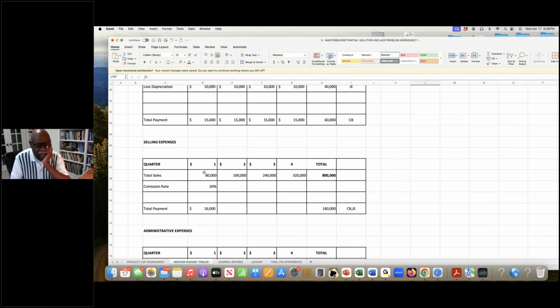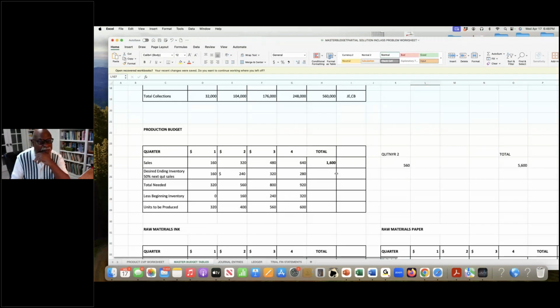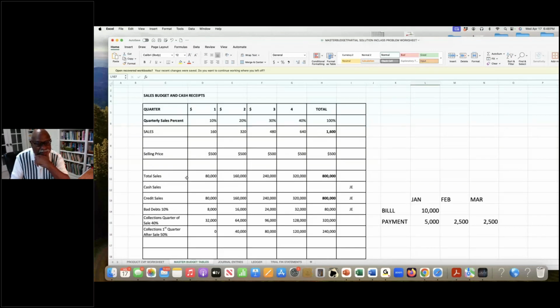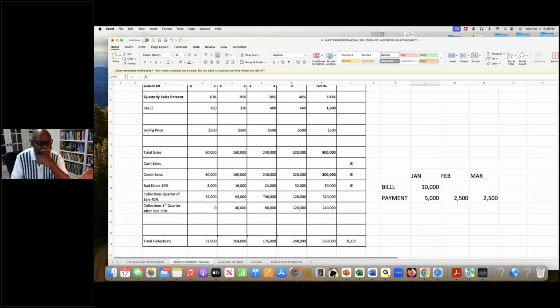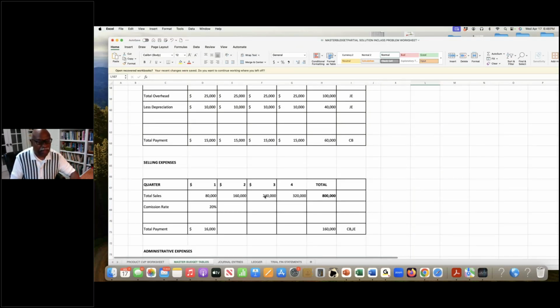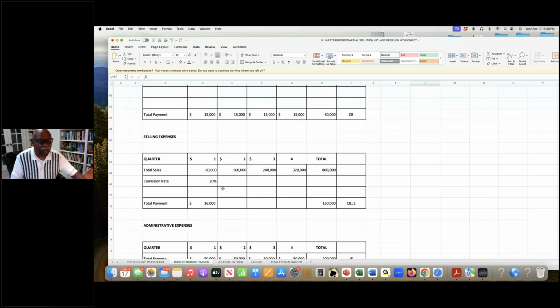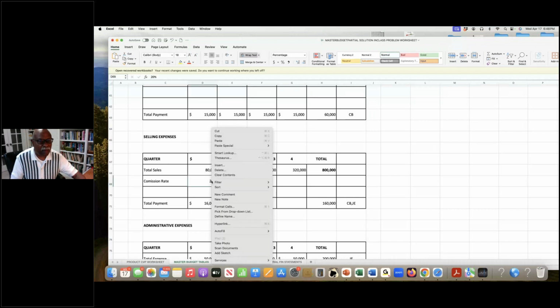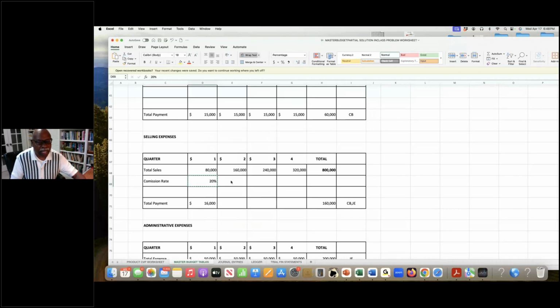Notice what I have on here: the total sales by quarter. Where did these numbers come from? They came off the sales budget. So these numbers on sales come down here to the selling expense budget. My commission rate is always 20%.